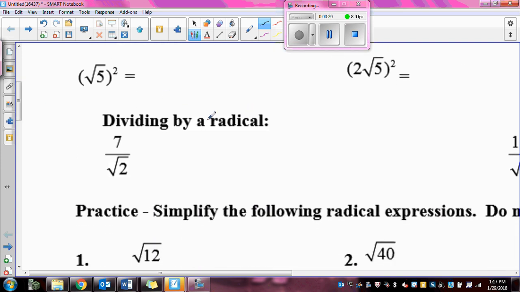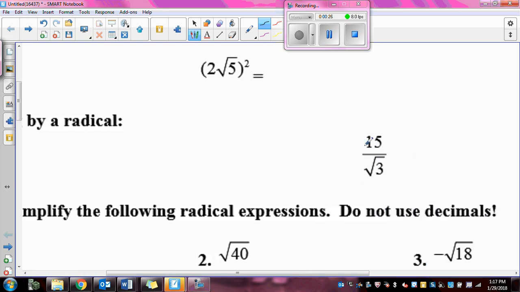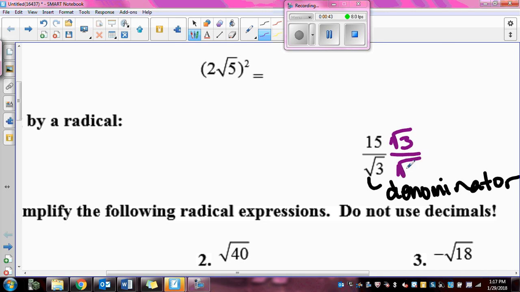This one, dividing by a radical, I'm not sure if you guys have seen this before, but when we have a square root in the denominator, which means the bottom, this is called the denominator, we need to rationalize it. We don't leave square roots in the denominator. So whatever square root is in the bottom, we're going to multiply the top and the bottom by that square root, which in this case is the square root of 3.